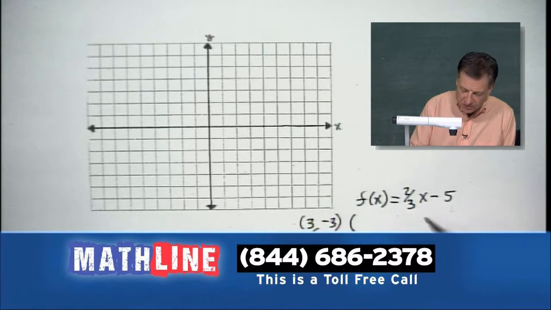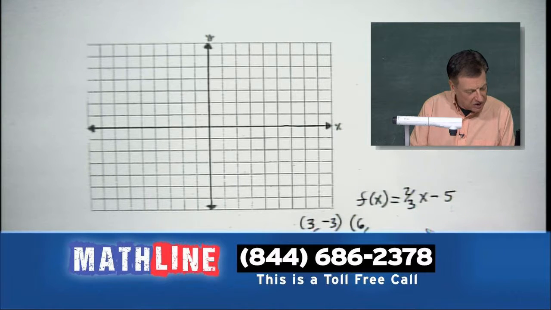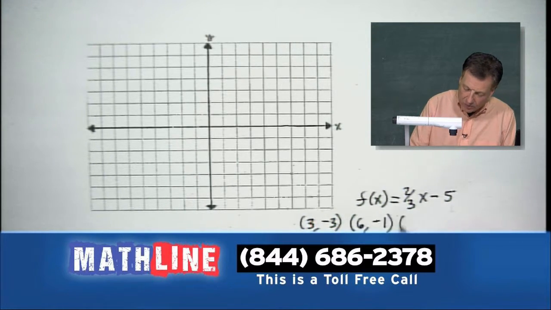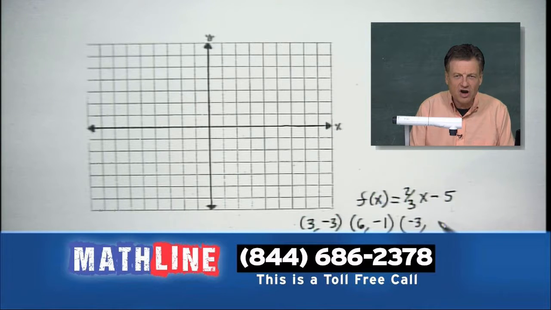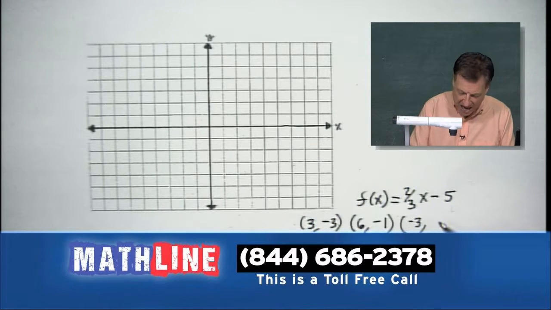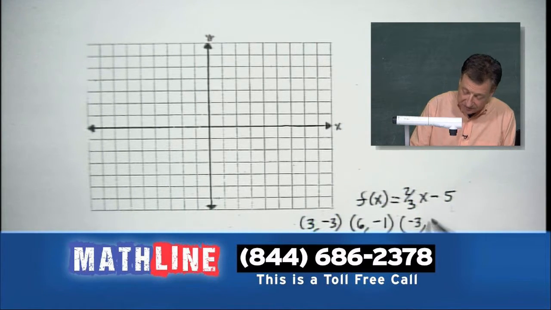Let's go with our next one. We put in a 6, and we popped up a -1 for that one. When we put in the -3, I always like to throw in a negative number for good measure. It just is a nice thing to have. We ended up with a -7. And last but not least, we had that crazy one. We put in 2, and we ended up with a -3 and 2/3.